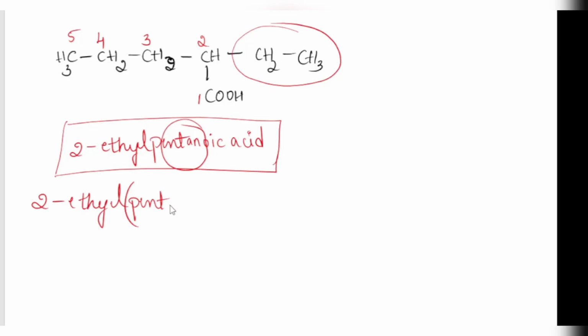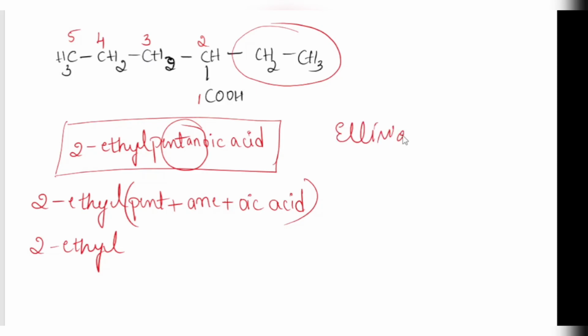Pent is the root word. Then what is the primary suffix for this? Ane is there. And what is the secondary suffix? That is oic acid. Like that it is there. But suddenly I have written it like this. What is the reason? Here one more rule will come, that is elision of E, that is elision of the letter E.